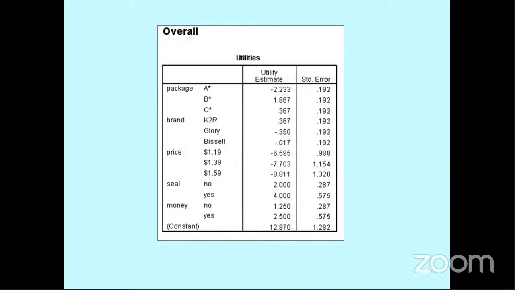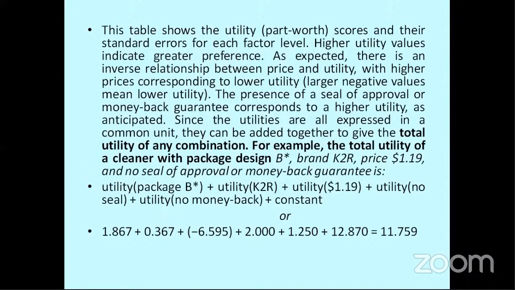Still I am not able to get the clarity on what it means to say about the package attribute. Normally, I am making a combination and trying to find out the utility of this package. For example, I make a design B with brand K2R, price 1.19, and no seal of approval or money back guarantee. The utility is the utility of package B, plus utility of K2R, plus utility of 1.19, plus utility of no seal, no money back, plus the constant. And what is the answer which I am getting?